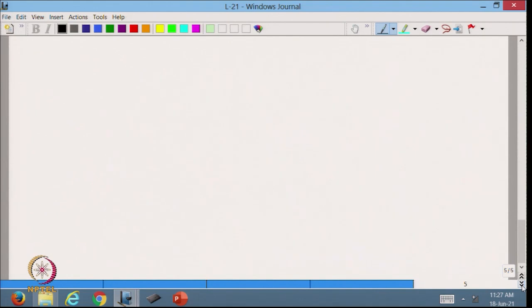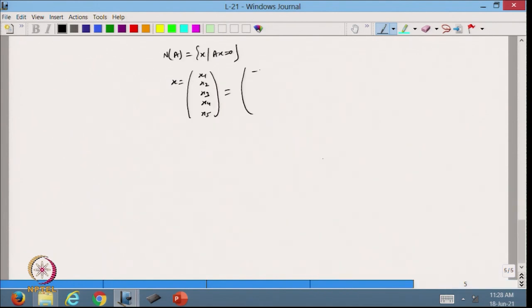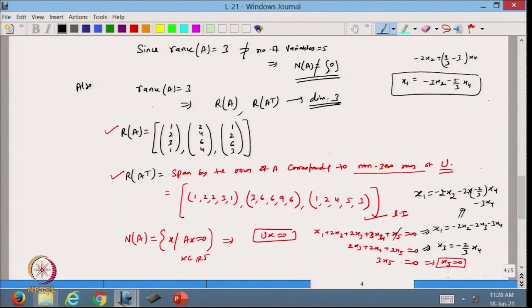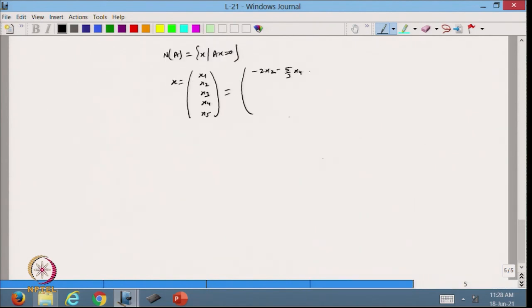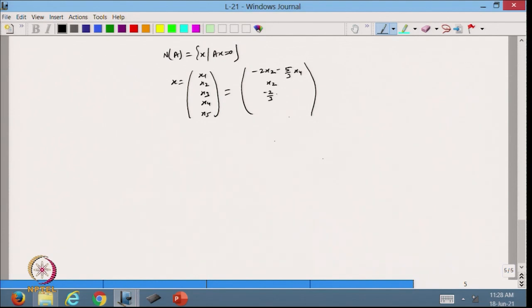So, based on this one, now I can write my null space. So, it corresponds to the x such that Ax is equal to 0. So, x is basically x1, x2, x3, x4, x5, and that is coming. So, my x1 is, I have written, so this is my x1. So, it is minus 2 x2 minus 5 by 3 x4. Then x2 is x2, x3 is minus 2 by 3 x4, x4 is x4 and x5 is 0.